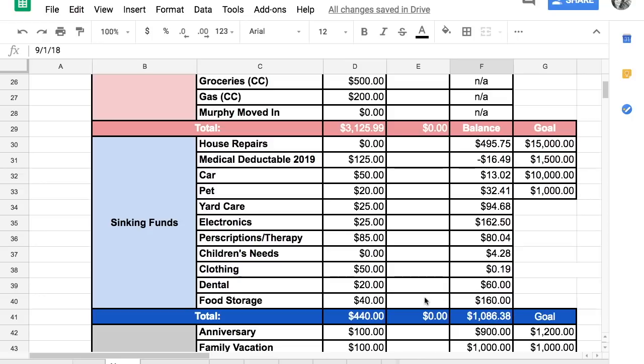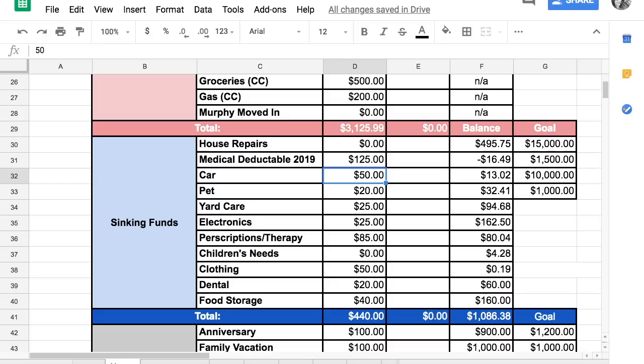Okay, I'm going to think about what we want to put in our sinking funds. I think just because we're trying to aggressively save, we're not going to put any money into our house repairs account at this point. It has about $500 in it, so hopefully if something happens, we can fix it within that $500 mark. Hopefully we don't have any major disasters. Medical deductible, we still need to contribute to that.